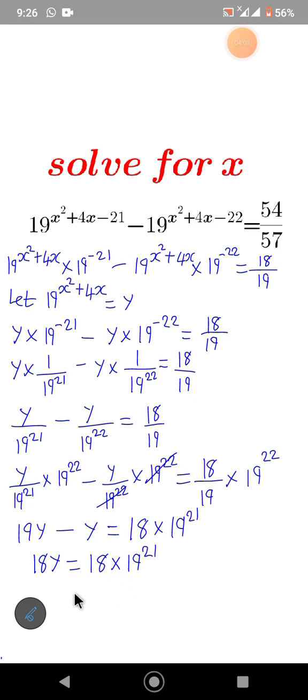Then from here now, I can say that y is equal to 18 multiplied by 19 raised to the power of 21 all over 18. Now 18 is going to divide 18. We are left with y is equal to 19 raised to the power of 21. So this is the value for y, but we are being asked here to find x. So let's continue.